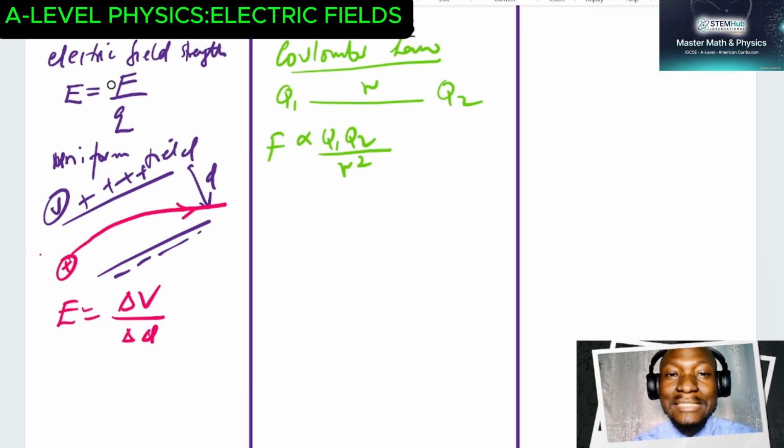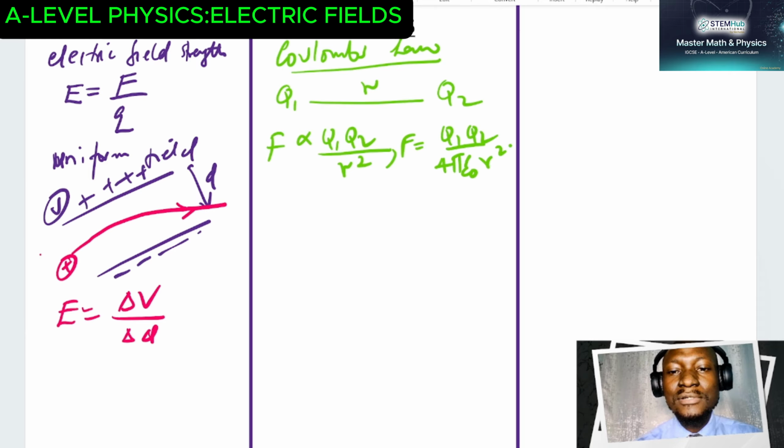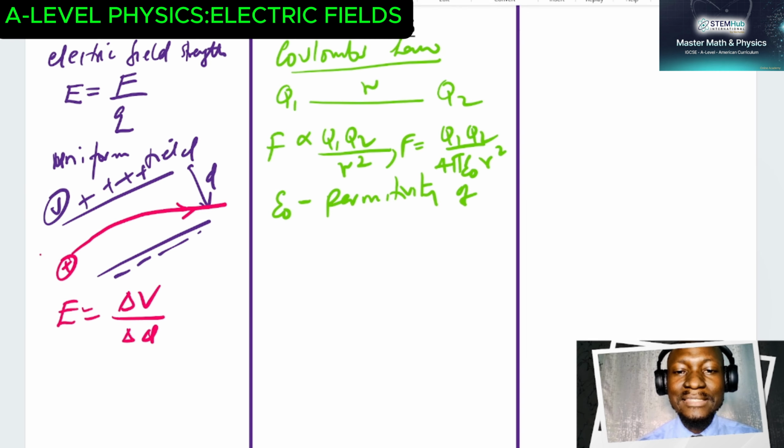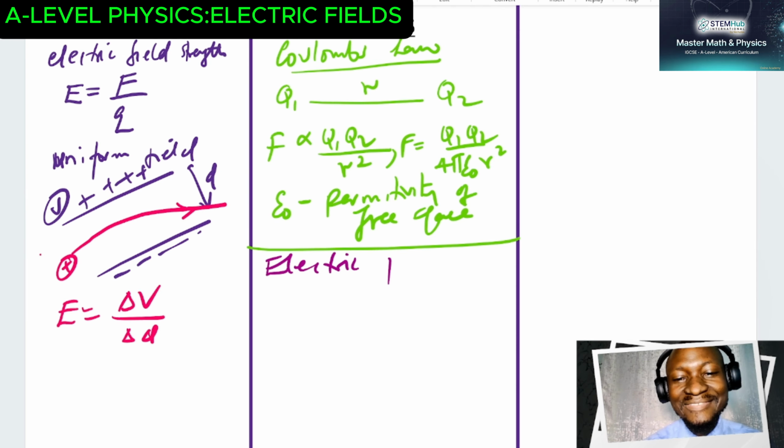If we replace the proportionality sign, we find that F is equal to Q1 Q2 over 4 pi epsilon naught R squared. Remember, epsilon naught is what we call permittivity of free space. There is a value you will always be given in an exam situation.